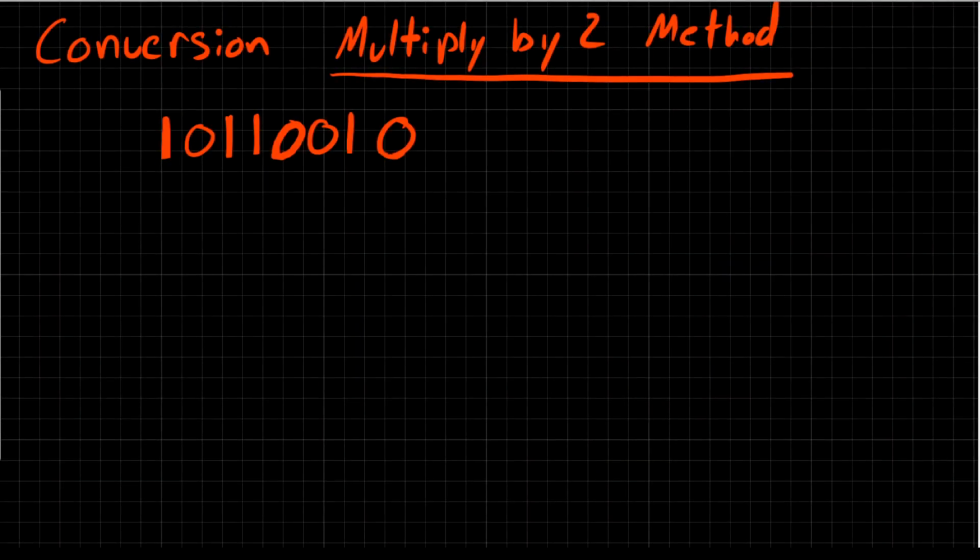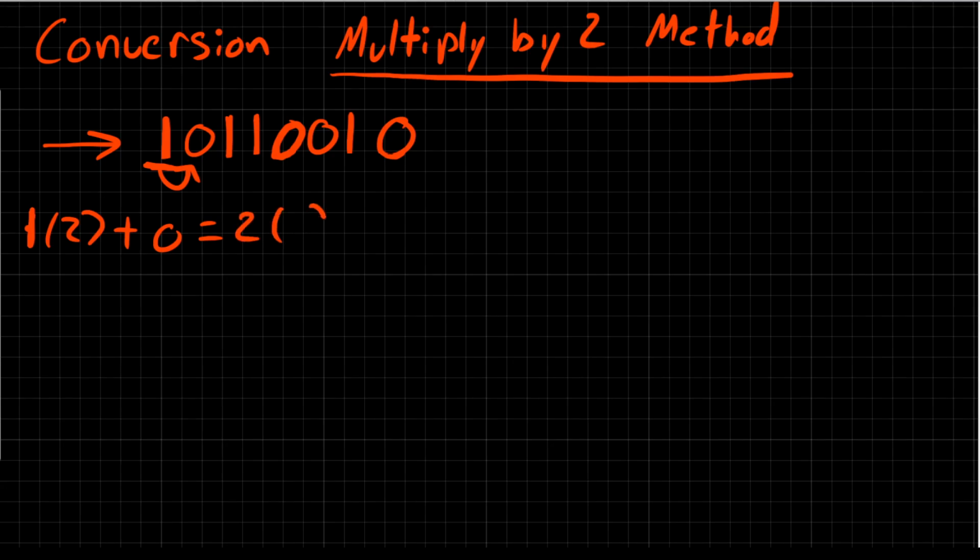Sometimes we need to convert binary values such as this one right here into decimal values, and one of the ways we can do this is called the multiply by 2 method. So what we're going to do is take the first bit here, the first number 1 there, and multiply that by 2. So we're going to say 1 times 2, and we're going to add the next bit. The next bit is a 0. This will give us 2.